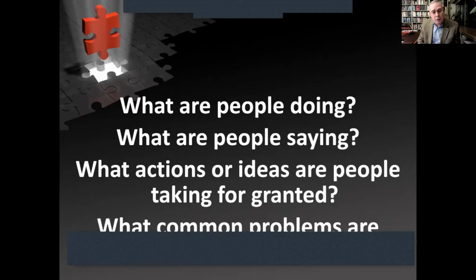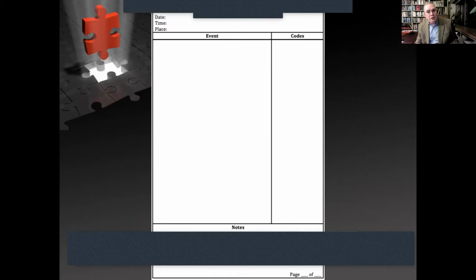When it comes to this, you may want to have something like this, which I've developed for my research, where you can write down your notes for your observations. You can also use these for interviews as well. If someone says, yeah, you can interview me, but I don't want you to record me, then at least you can write down a summary of the interview later on. You write things down, and then on the side you put these codes, which I'll touch on more later.